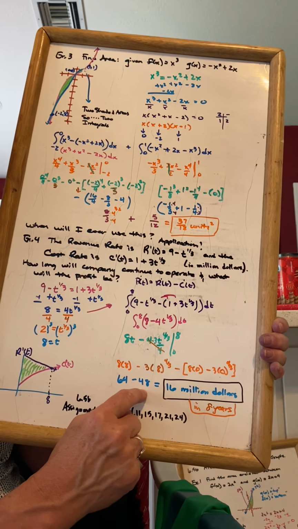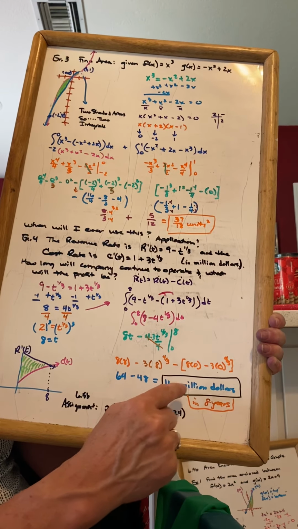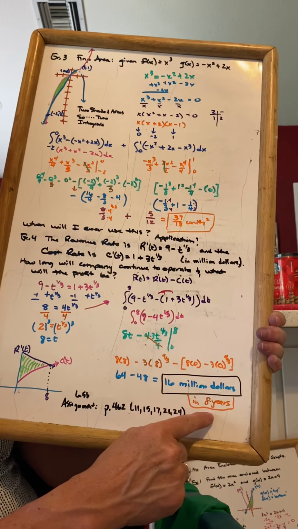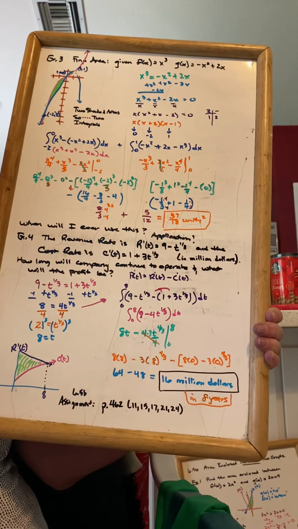How did I know that? I used my calculator. 64 minus 48 is $16 million in 8 years. Remember, there were 2 questions. How long and how much money? So $16 million in 8 years.